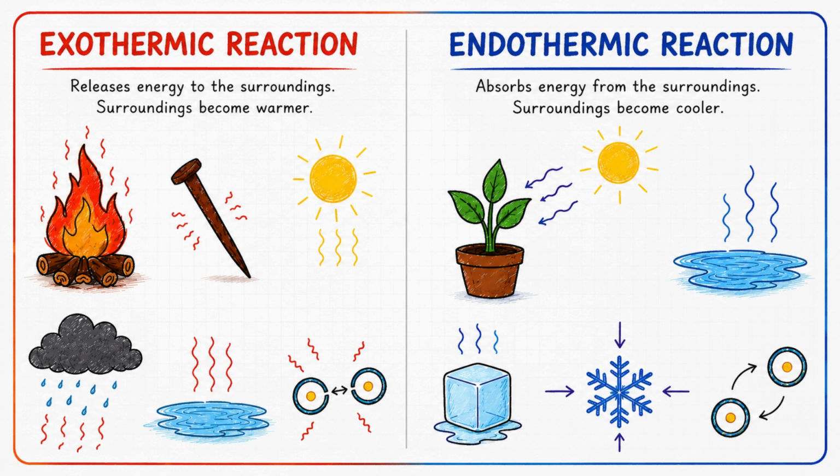For endothermic reactions, the heat absorbers, we've got photosynthesis, where plants literally absorb sunlight. We have melting ice, evaporating water, splitting gases apart, and certain specific chemical mixtures, like combining water with ammonium nitrate. Again, lock this list in, it's super important.